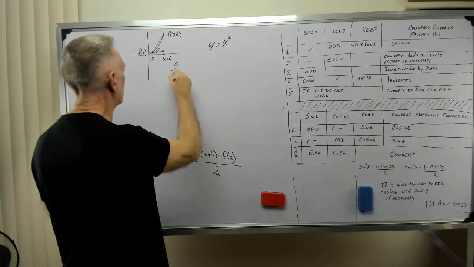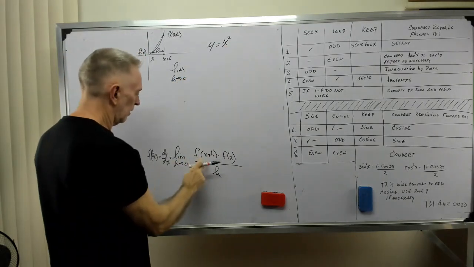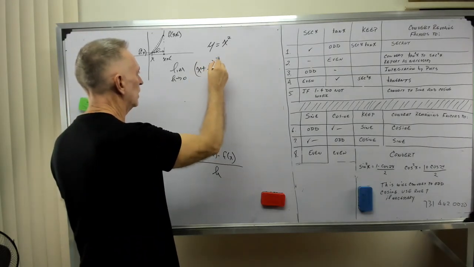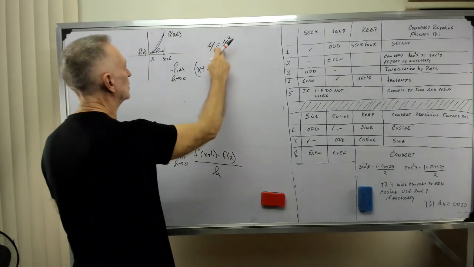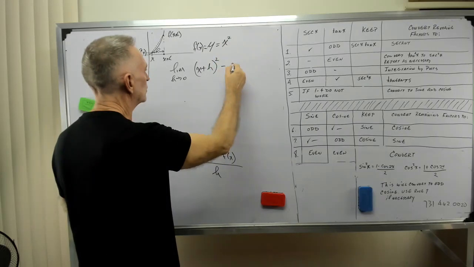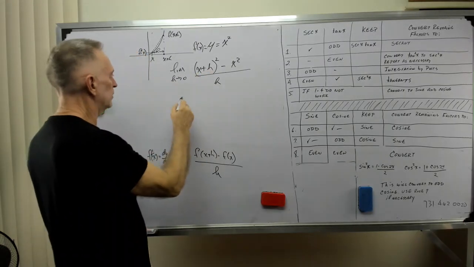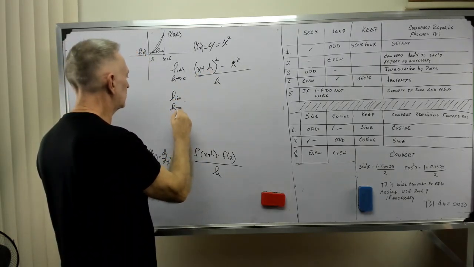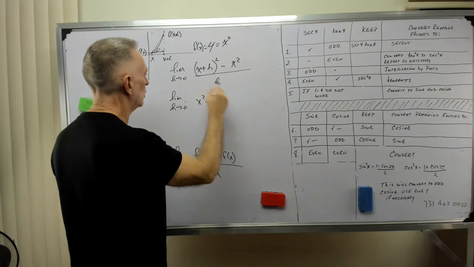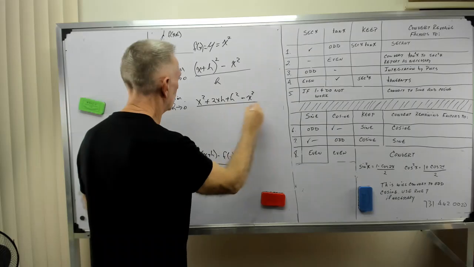I'm going to take the limit as h approaches 0 of (x plus h) squared minus f of x. Well, f of x equals y equals x squared, so minus x squared, all over h. So now let's FOIL this. We would have the limit as h approaches 0 of x squared plus 2xh plus h squared minus x squared all over h.